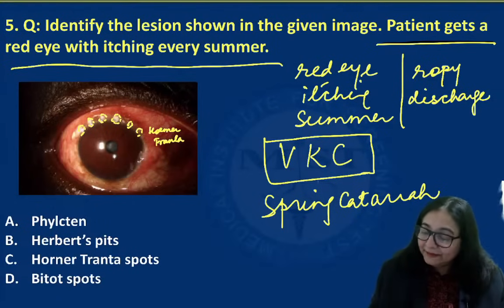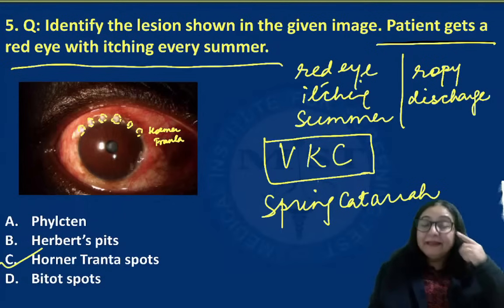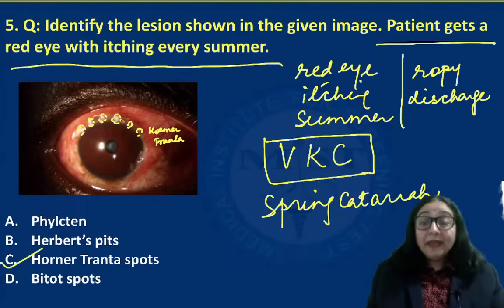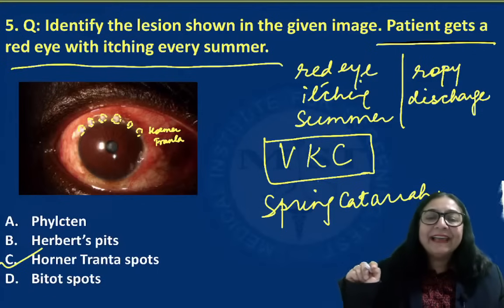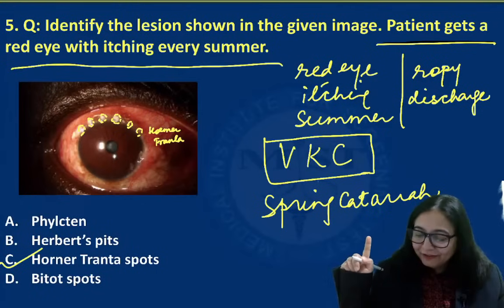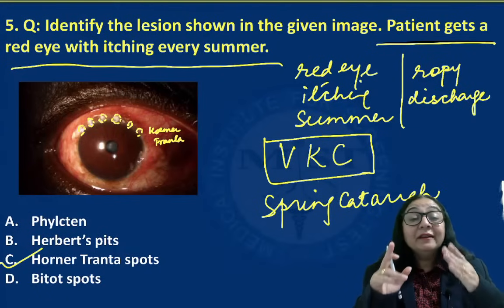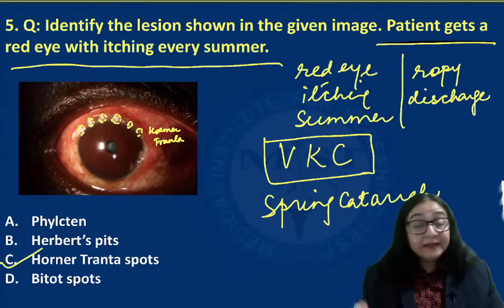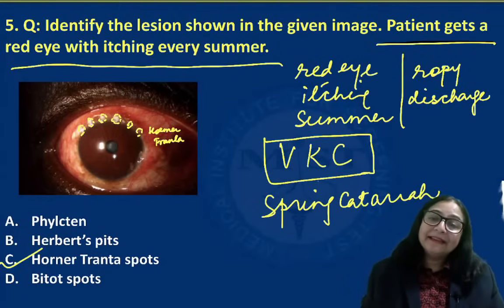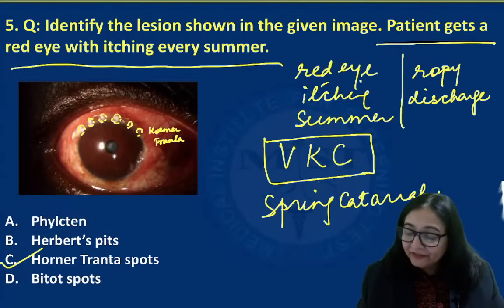Are we all clear here? Coming to the other options, it's not a phlycten. I'll just show you how the phlycten looks. It's not a Herbert pit. Herbert pit is seen in trachoma. It's not Bitot spots. Bitot spots are seen in vitamin A deficiency or xerophthalmia.